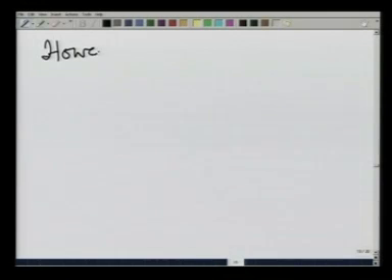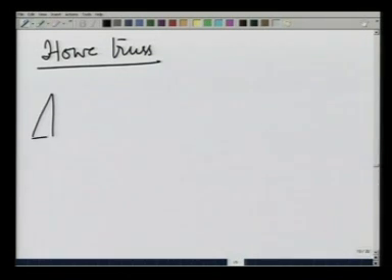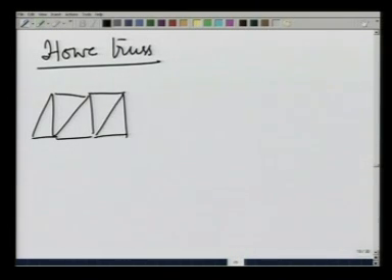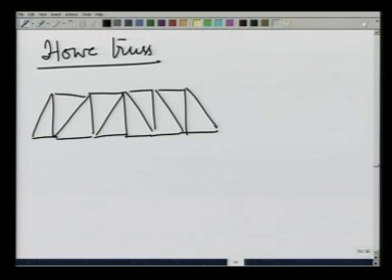The other one is the Howe truss, which is like the Pratt truss, except that the fixtures are the other way. Again, you can count the number of joints and number of members. They are consistent for it to be a statically determinate truss.